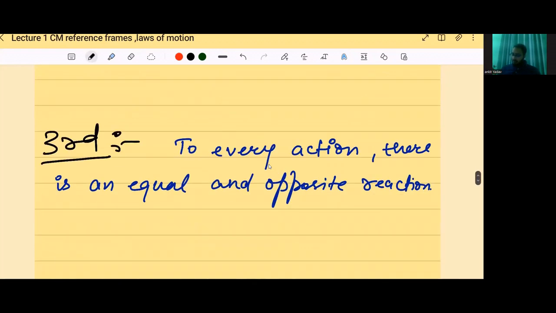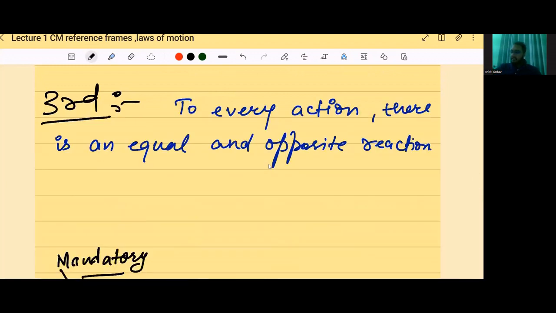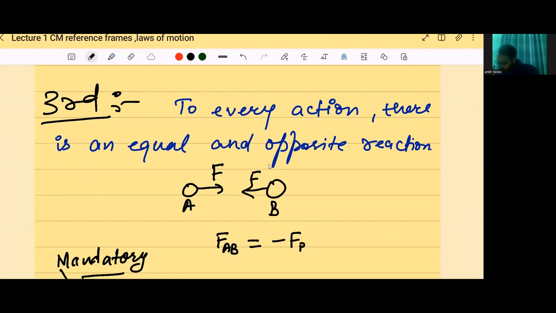Okay, now let's have a look at the third law also. To every action there is an equal and opposite reaction. For object A and object B, if object A applies a force F on object B, then object B will also apply the same amount of force, but in the opposite direction. Like F_AB is equal to minus F_BA.